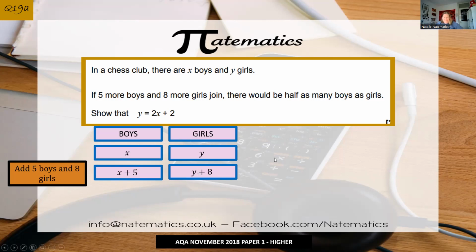Right, what other information have we been given? Now, with these new numbers, X plus 5 and Y plus 8, we've been told that there's now half as many boys as girls. Okay, that's lovely, that's words. How can we turn that into something that means something in maths? Mathematically, how do we show there's half as many boys as girls? Now have a little think.